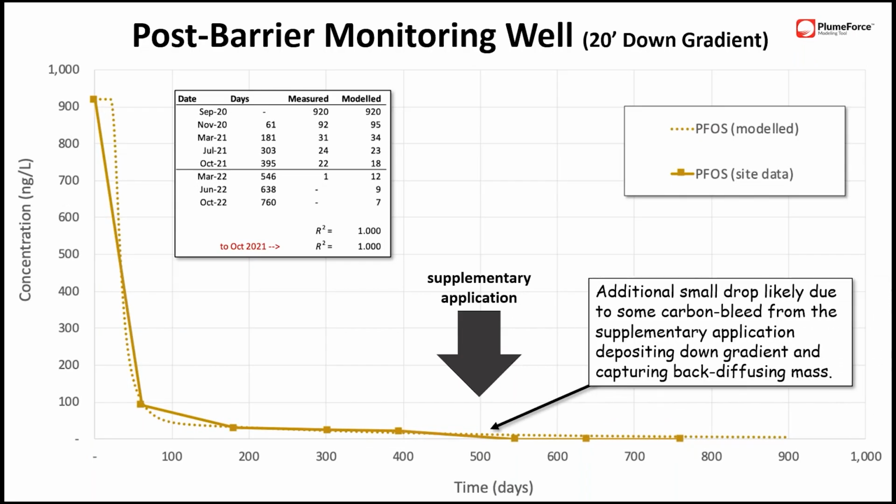The initial drop that we can see at about 546 days is likely due to some carbon bleed from the nearby supplementary application, depositing down gradient in the locality of this particular well and capturing some of the back diffusing mass. And this is in fact an example of that air freshener approach to reducing the secondary declining plateau phase that I mentioned before, albeit not intentional on this occasion. But nevertheless, it takes performance at this point from a 98% to 100% reduction despite the back diffusion. And I think it's quite helpful to see how this can work.